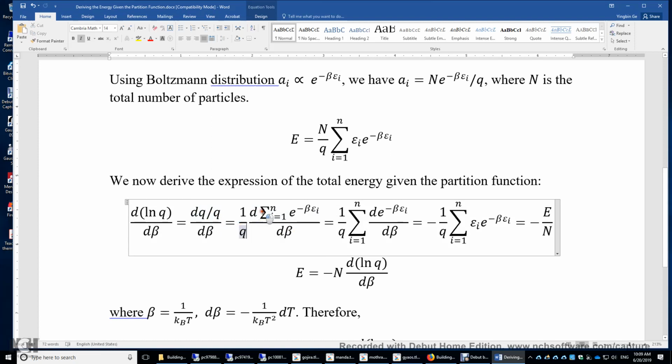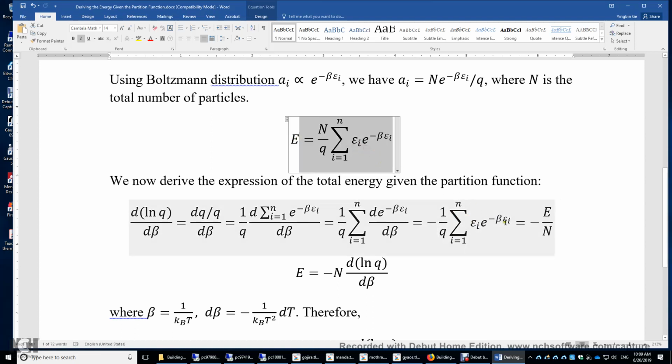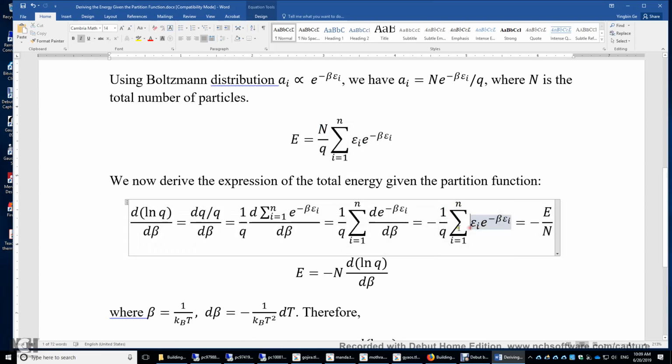And I'm using the expression of Q, the sum of e to the power of negative beta epsilon I, and the first derivative of a sum equals the sum of the first derivatives. And then we can easily evaluate this. This part is negative epsilon I times e to the power of negative beta epsilon I by using the chain rule. So we have this epsilon I here, and we have this additional negative sign appearing here. And if you look at this expression and this expression, you will notice that they differ by just a factor of N. Therefore, d ln(Q) over d beta is negative E over N.